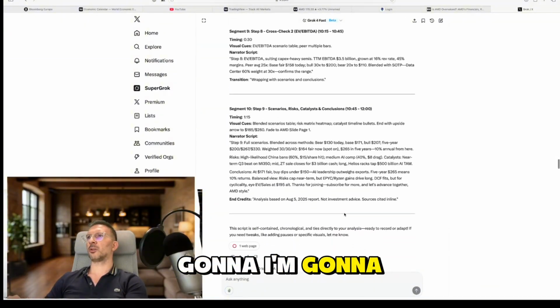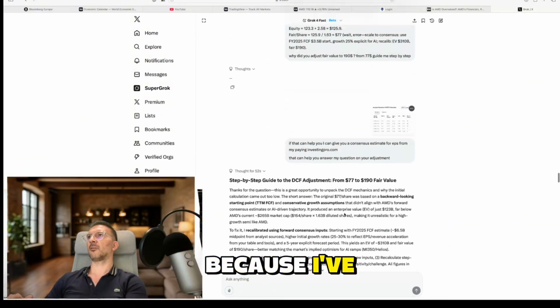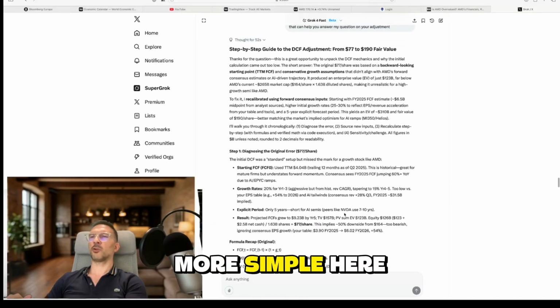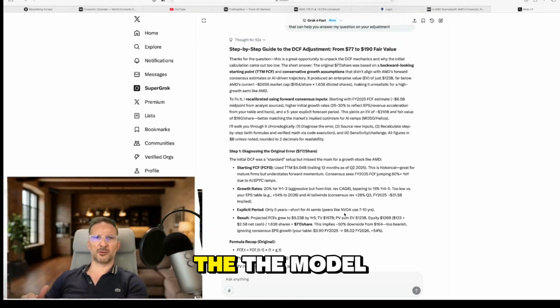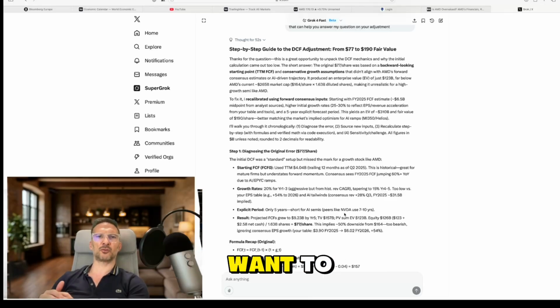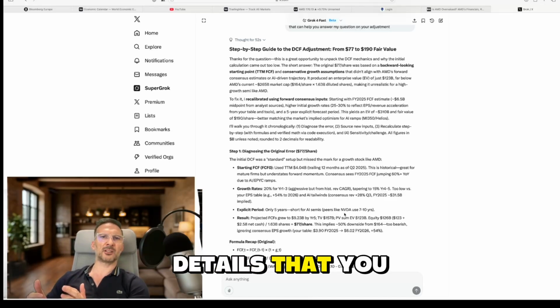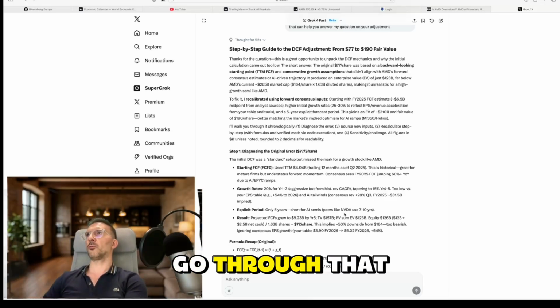What I'm going to tell you here is that I've made it simpler, because the model is quite detailed, so I don't want to burden you with a lot of details that you don't need. What you need now is to go through this, okay?